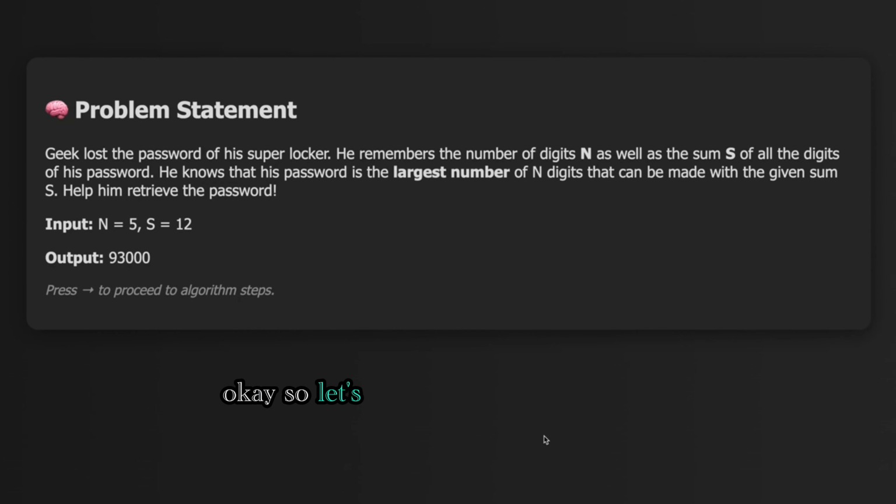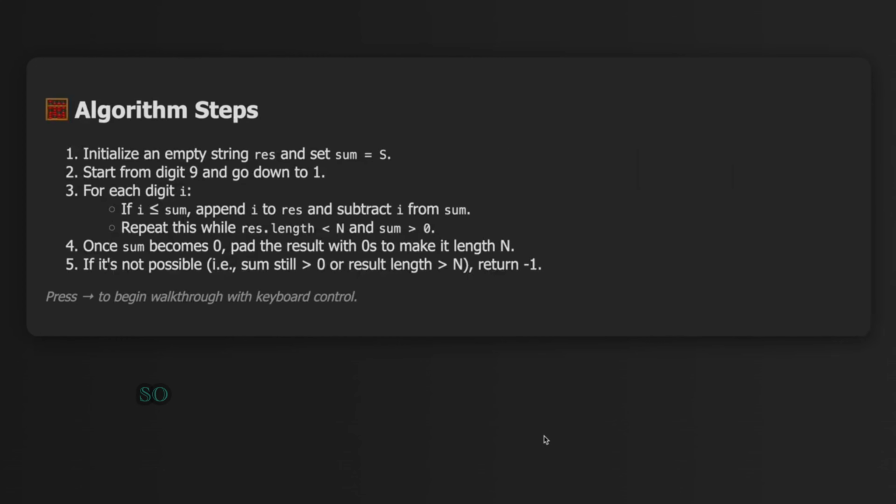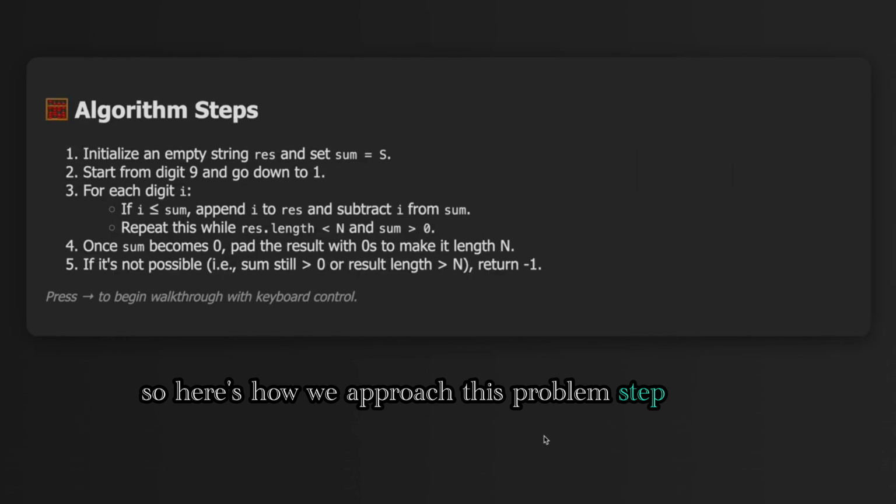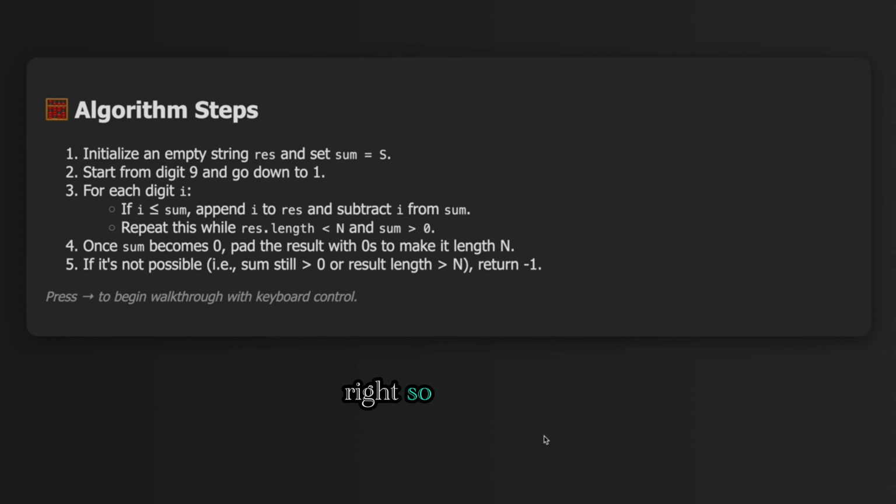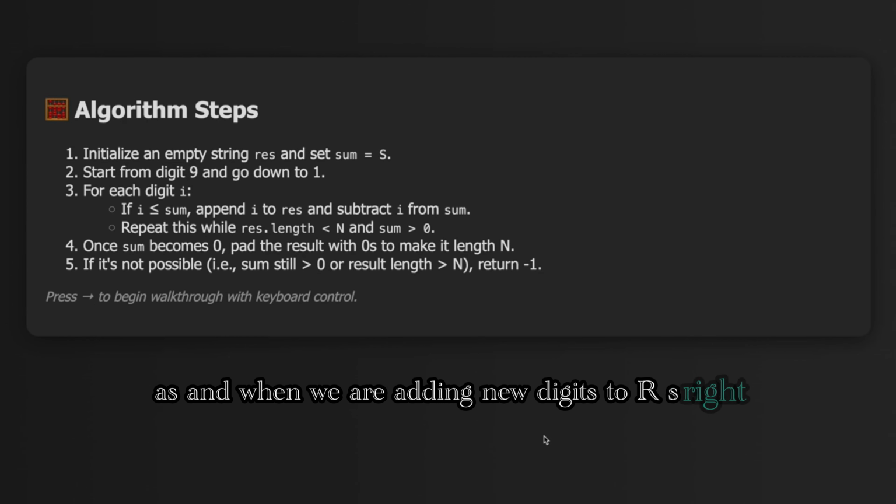Okay, so let's dive into how to solve this. Here's how we approach this problem step by step. First of all, we initialize an empty string called res to build the result that we have to return in the end. Now we set a variable sum equal to this s, which is given in the input. And this sum we will keep reducing as and when we are adding new digits to res.